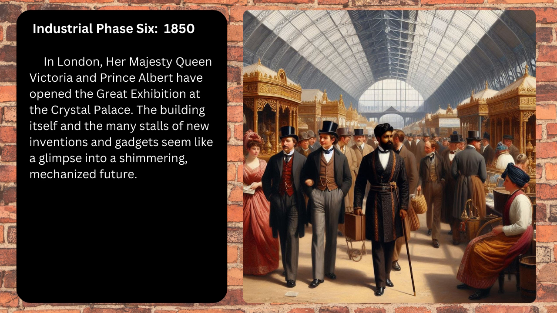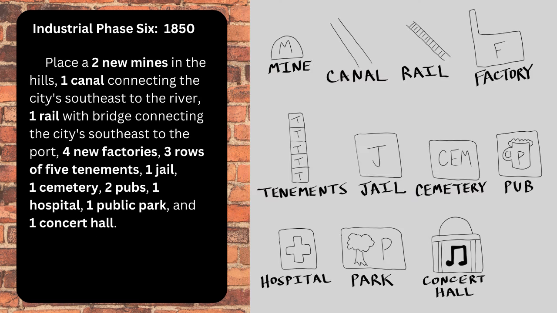In London, Her Majesty Queen Victoria and Prince Albert have opened the Great Exhibition at the Crystal Palace. The building itself and the many stalls of new inventions and gadgets seem like a glimpse into a shimmering, mechanized future.